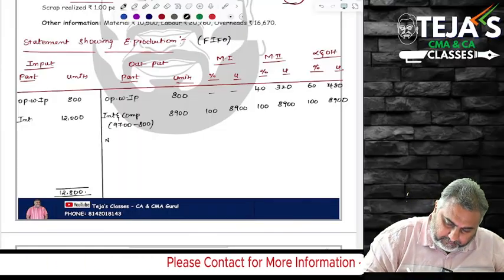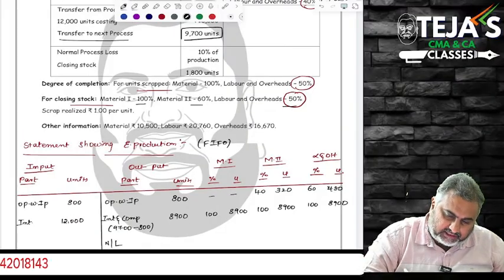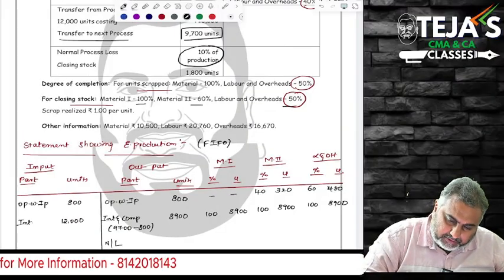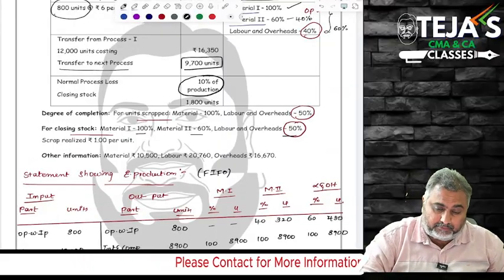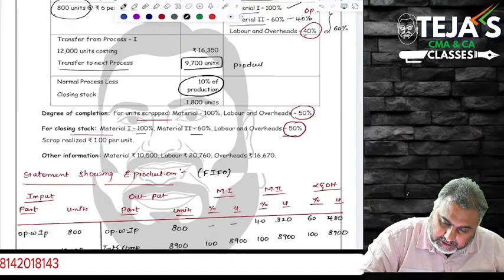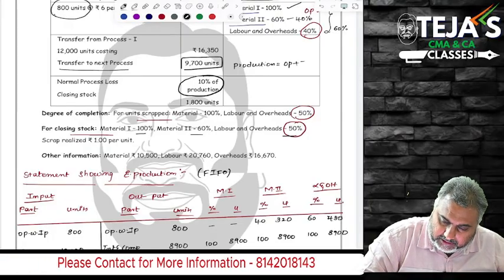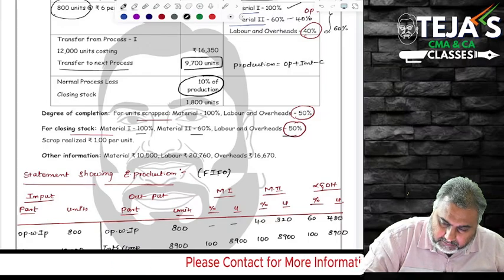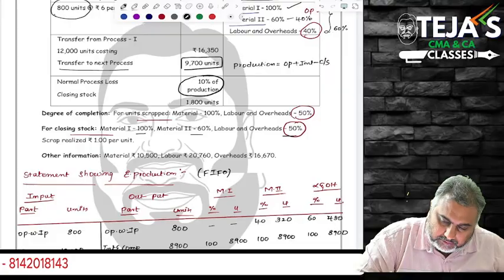Then find out the normal loss. What is the normal loss percentage? They said 10% of production. They are not saying 10% on input. Production means, sir, how? Production equals opening plus introduced minus closing. Then you will get how much you produced.